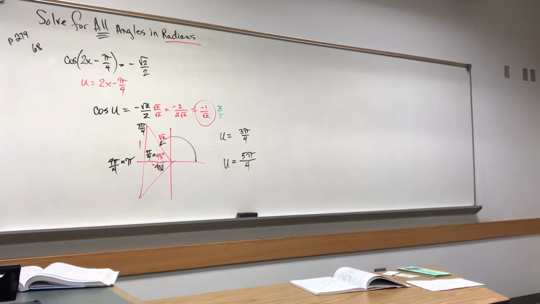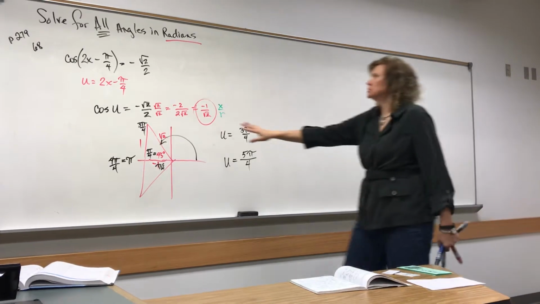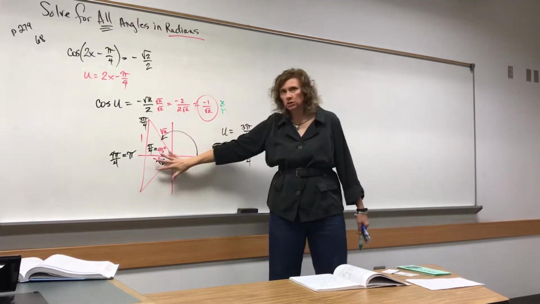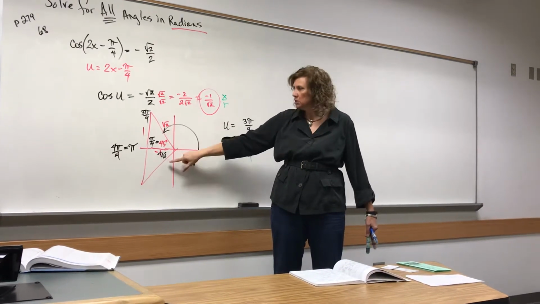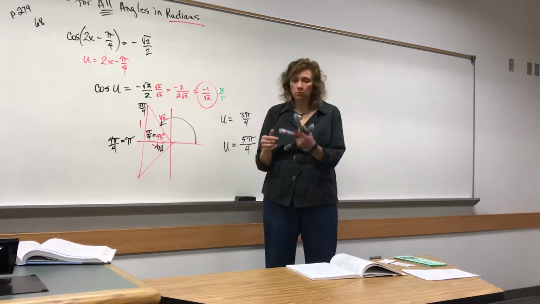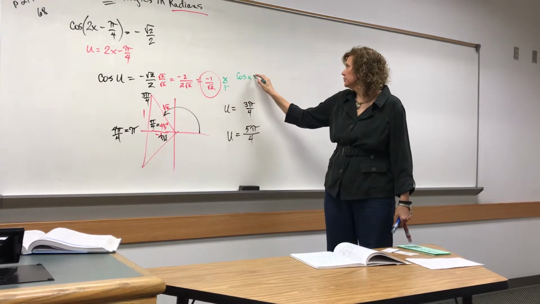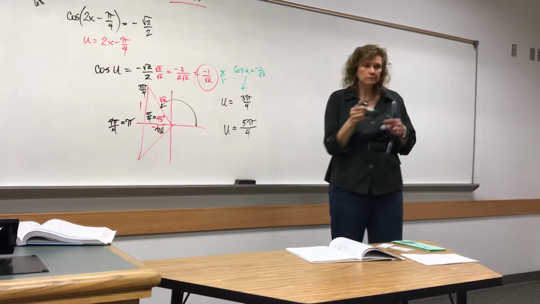The cosine of u? We did. The cosine of u is negative 1 over root 2. We drew our triangle. We labeled it with the cosine stipulation. We finished it. We figured out our angle. So this green equation, cosine u equals negative 1 over root 2, is solved right there.